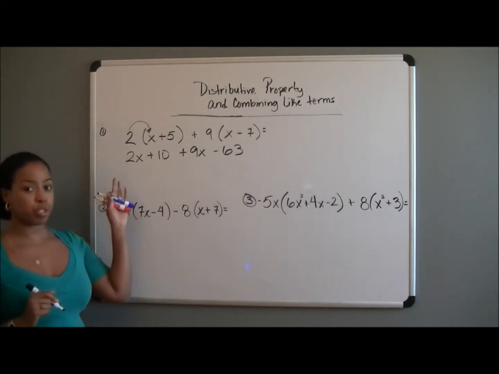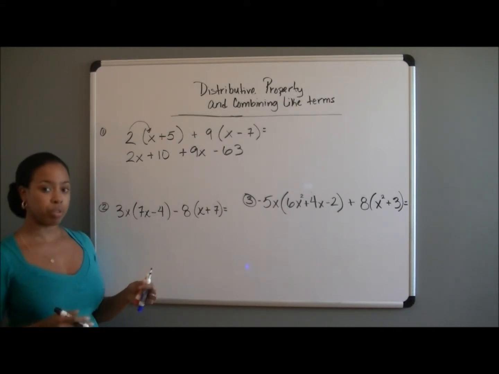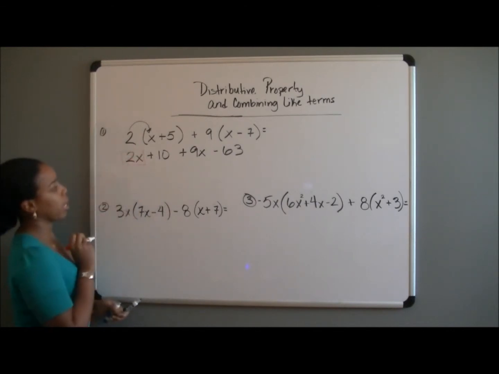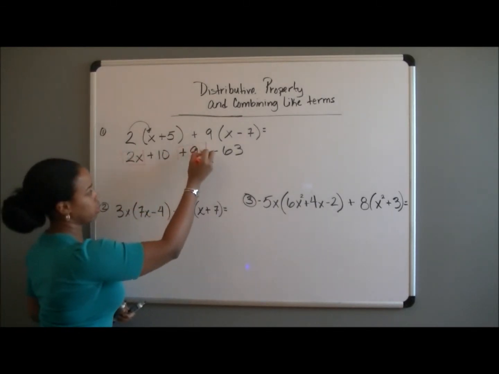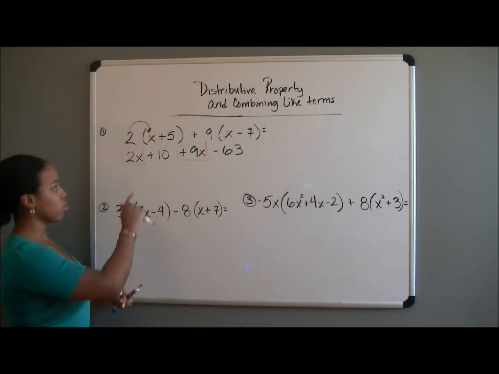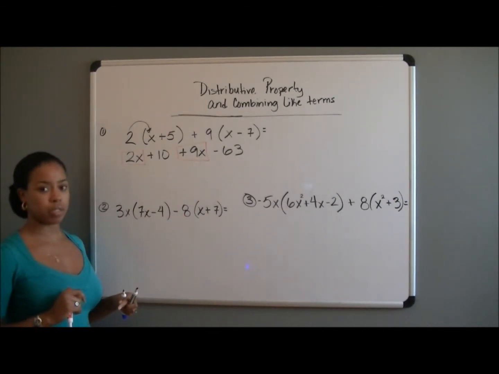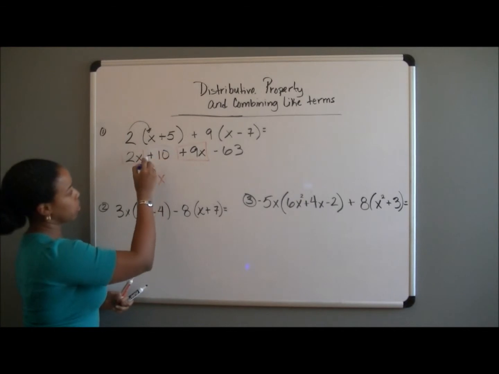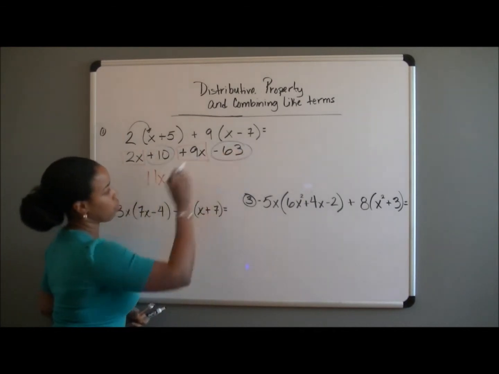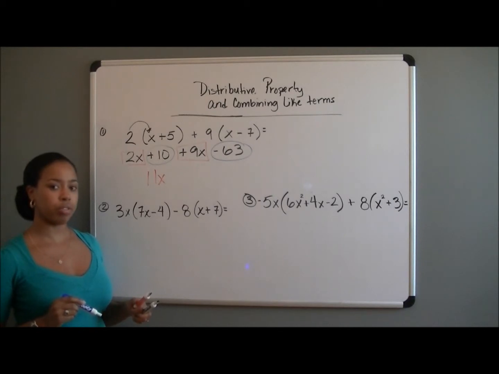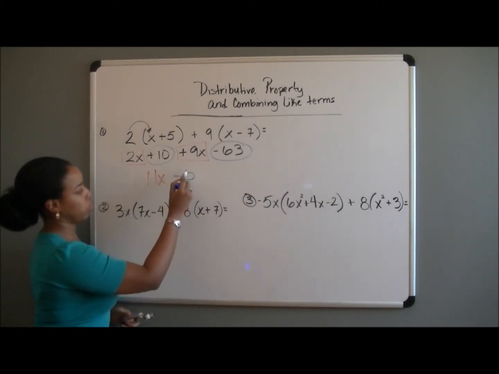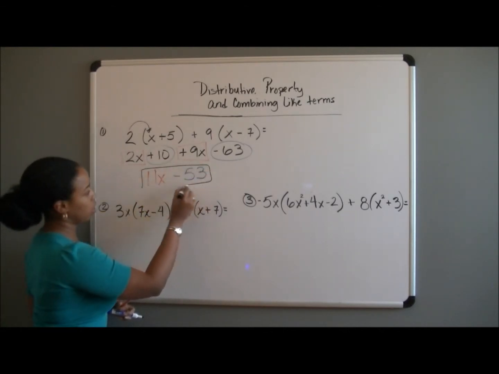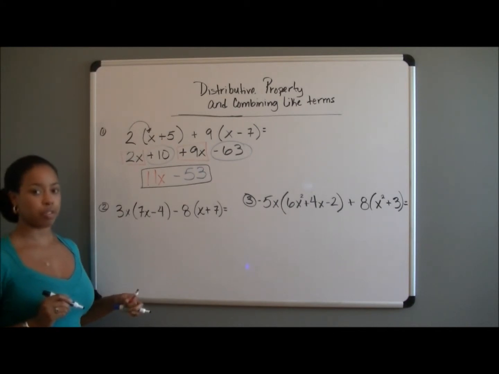Now if you notice, there are some terms that can actually be combined so that we can simplify our expression. So we have 2x and the 9x that can be combined. 2x and 9x combine to give us 11x. And then we have positive 10 and negative 63. Those two can be combined to give us a total of negative 53. So our complete simplified expression is 11x take away 53.